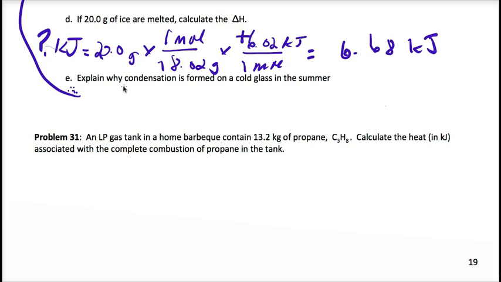So I think this is maybe our last one for right now. Problem 31, an LP gas tank in a home barbecue contains 13.2 kilograms of propane. Calculate the heat in kilojoules associated with the complete combustion of the propane in the tank. So why don't you pause this? Try this from start to finish. I bet you have to write an equation, go back into a prior problem and see what that value was for propane, and then see how you do. When you're all done, Becky can start up the recording again.